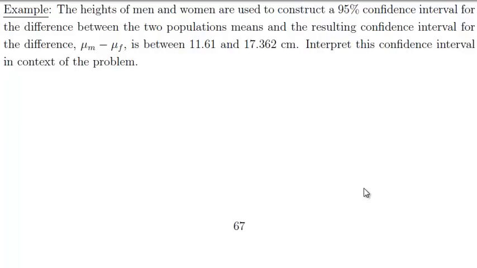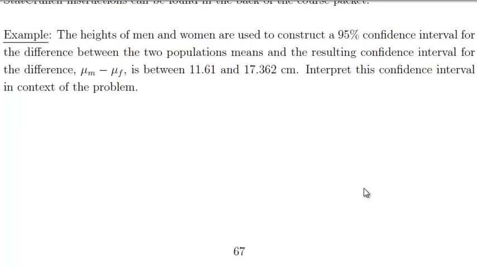Okay, so the first problem, there's no calculation necessary, and this is going to be a typical problem where we're not going to focus so much on the calculation, but more so on the interpretation. And so we have a confidence interval for the difference between two population means. We're comparing males and females. That's what the subscripts are, M and F, and we're looking at heights. And it says the confidence interval for the difference in the means, mu M minus mu F, is between 11.6 and 17.4. We want to interpret that.